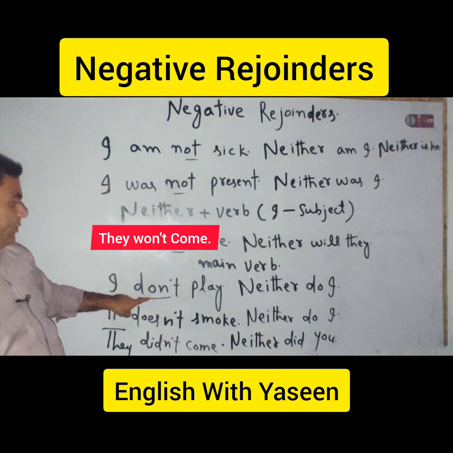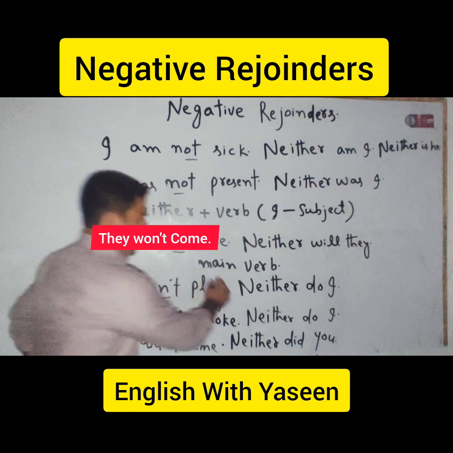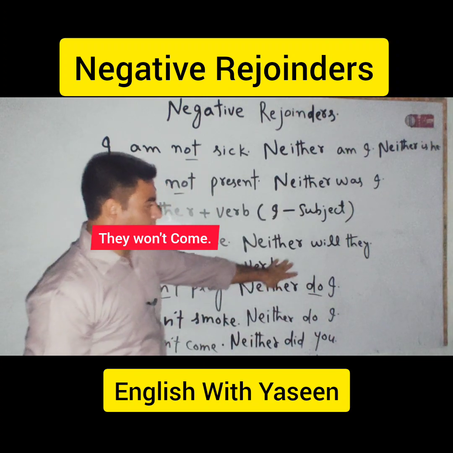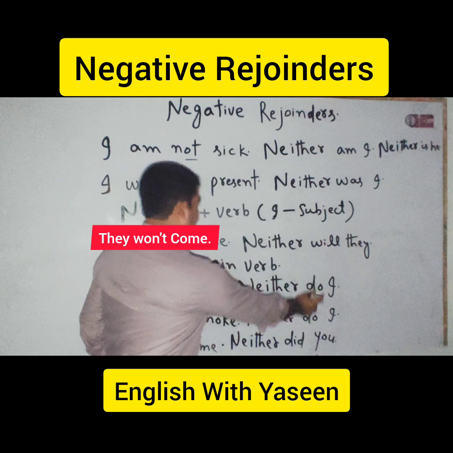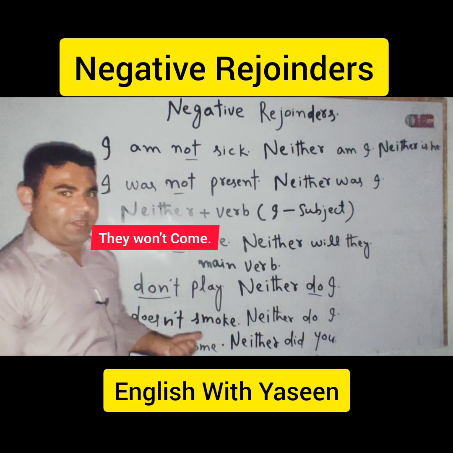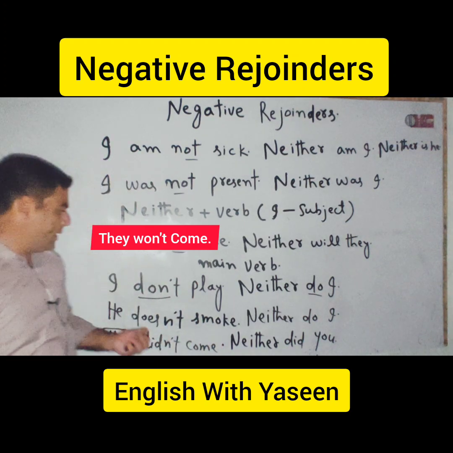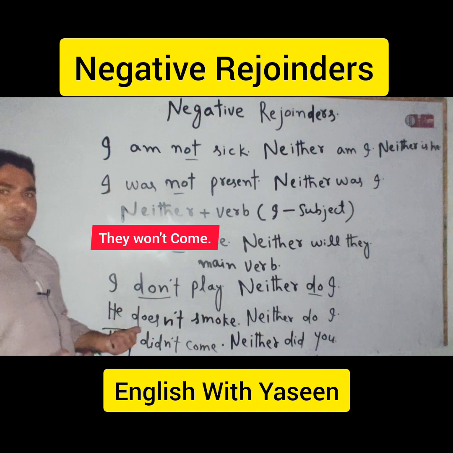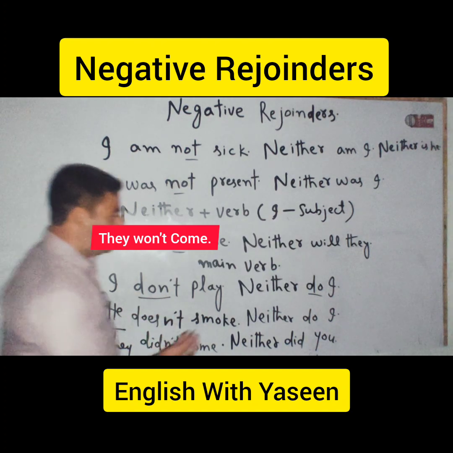Then from the first form of verb without s or es, you will take do. Neither do I. Instead of was, will, are, were, have, you will use do. Neither do I, right? And let's suppose there is s or es, because with he, she, and name we use s or es. Let's suppose there is s or es with a verb, so then you will take does. He doesn't smoke. Neither do I.